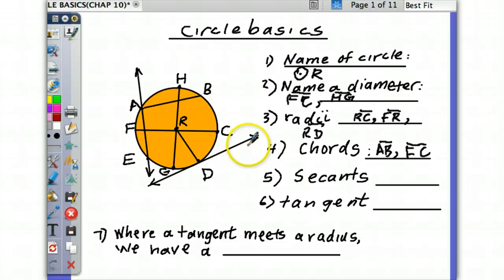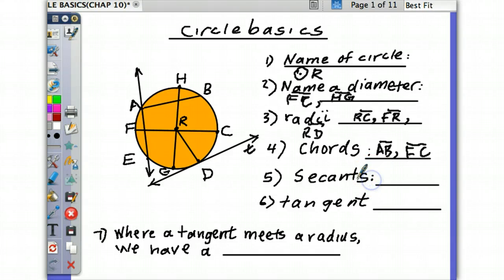RD is a radius. Give this line the letter T, because you can name a line with a lowercase t like that. Tiffany, pay attention and keep your focus here. Pay attention all the way.